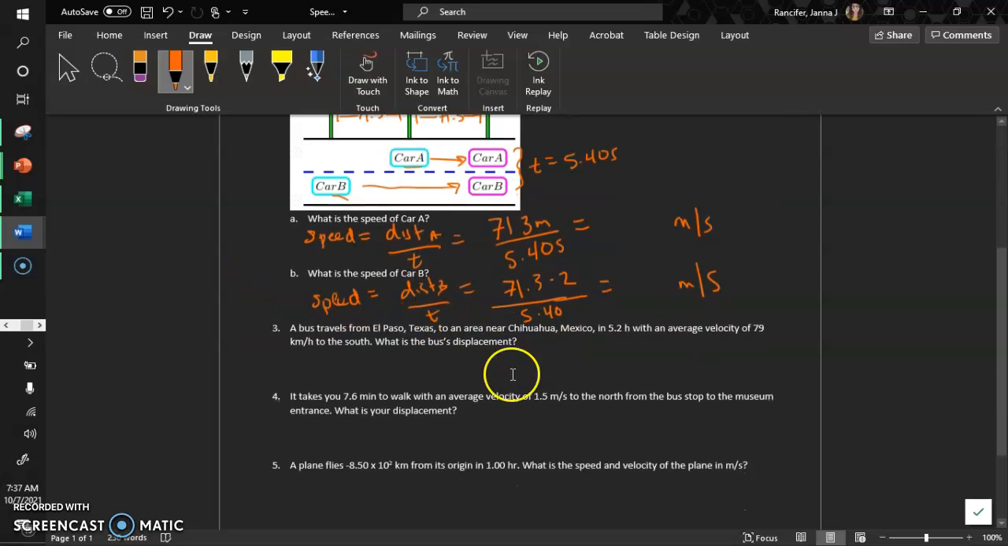Should be an easy practice. Be careful when I'm asking for average speed, average velocity, include all units.